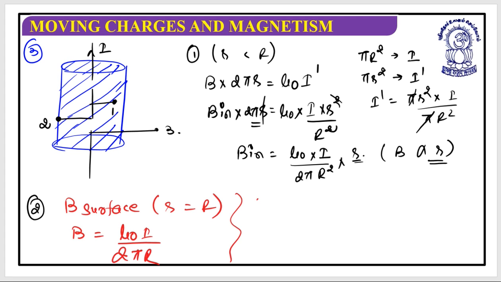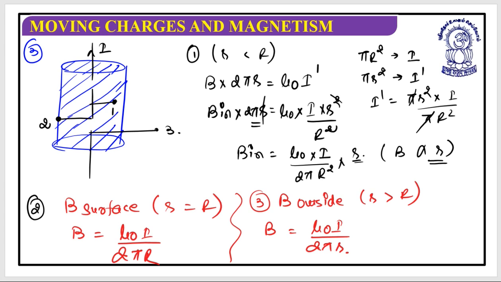And for the third location, it's B on the outside, which is r greater than R. It would be mu naught I by 2 pi r. I hope those things are clear. Is it clear? Are you sure? Have you written this?